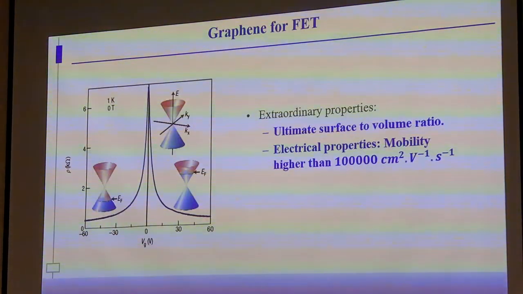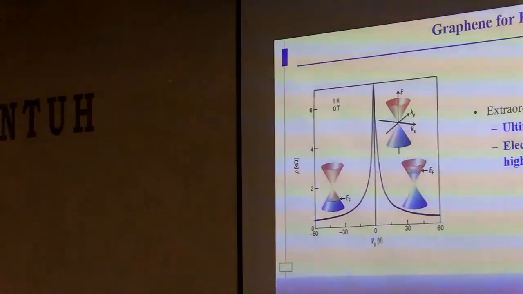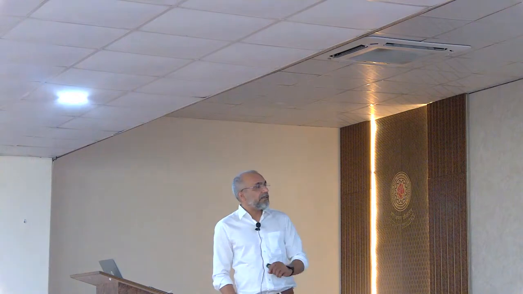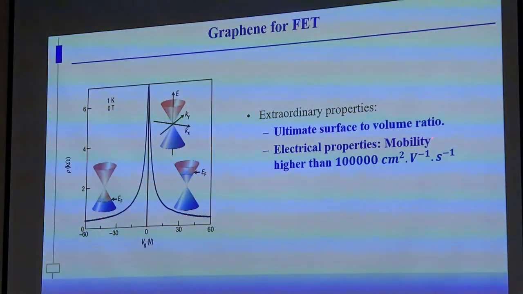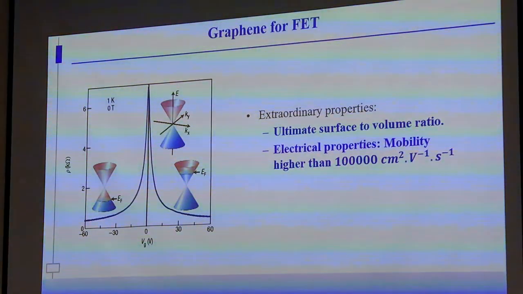About graphene, this picture is a very, very famous one. Whenever anybody talks about graphene, you will have this picture. It tells you about graphene's electronic properties, and it's about pure graphene. Here it's a cone-shaped structure, which means graphene doesn't have any band gap. But graphene has an ultimate surface to volume ratio and electrical properties like mobility higher than 100,000 centimeters squared per volt per second. And it has mobility not only for electrons but for holes too. It means n-type or p-type in both ways.